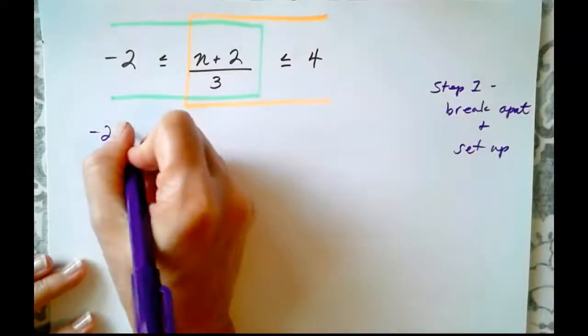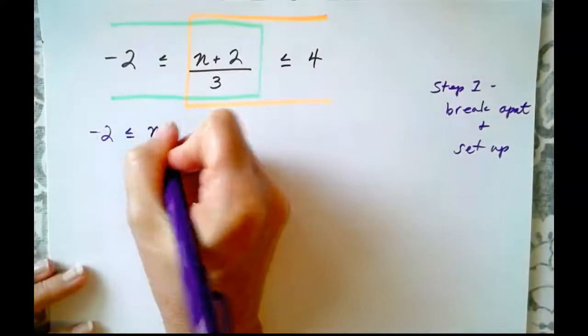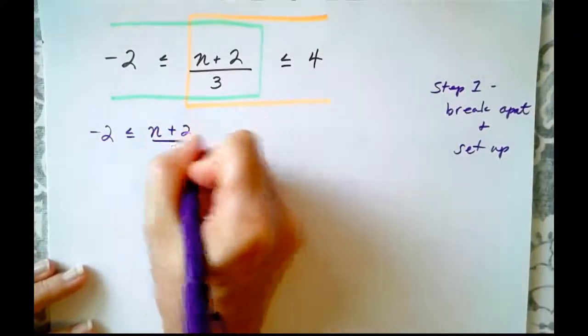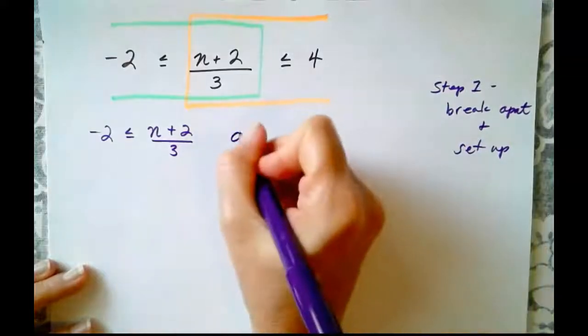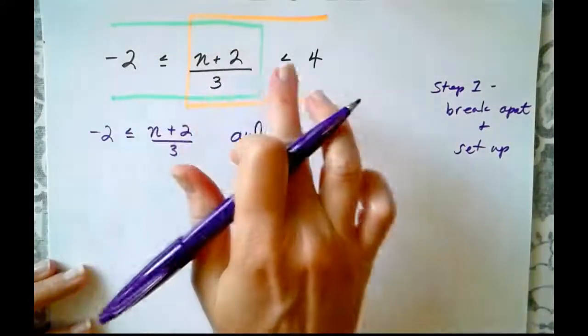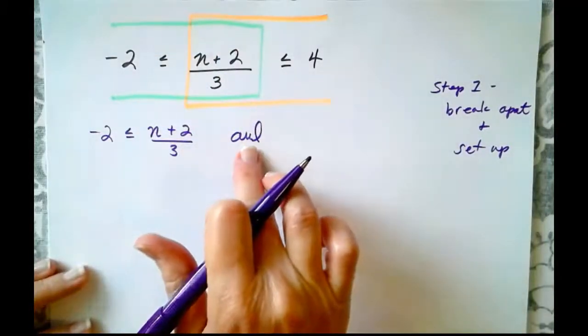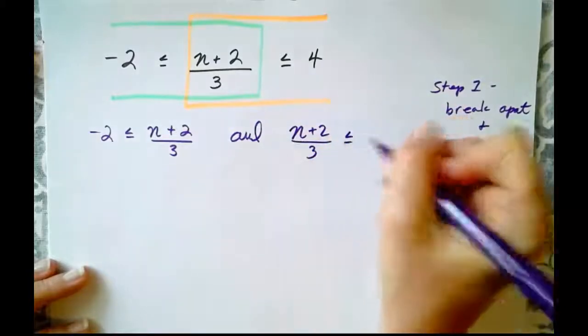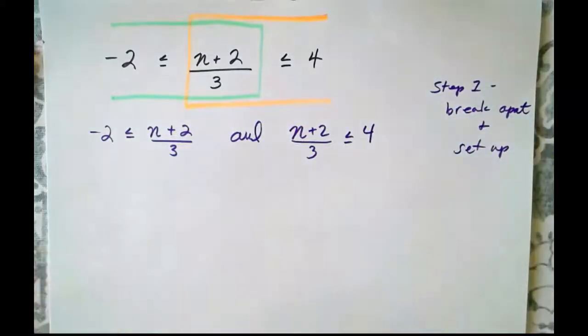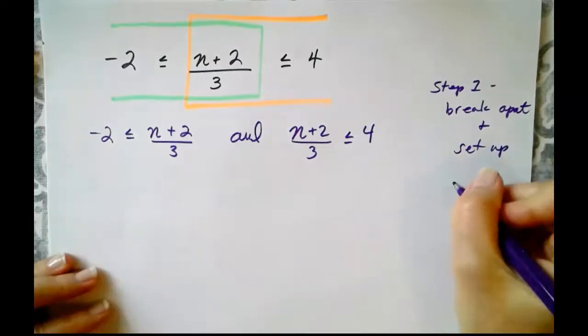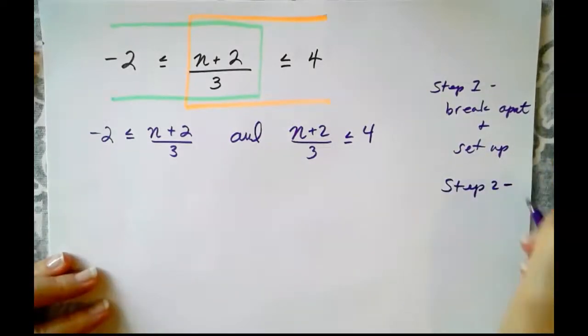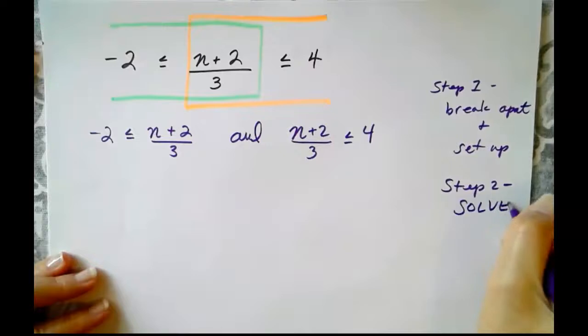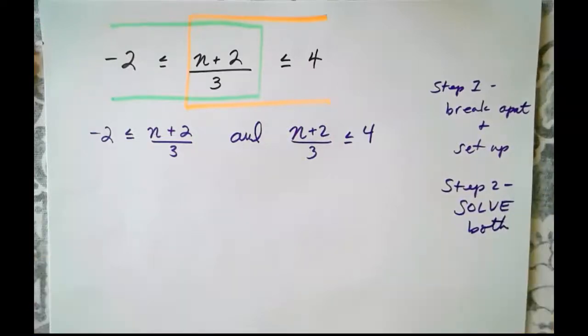So -2 is less than or equal to n plus 2 over 3. And this is a less than, so it's an and situation. N plus 2 over 3 is less than or equal to 4. So there's step 1, break it apart, set it up. Step 2 is to solve. Solve both. Solve both inequalities. So we're going to do that.